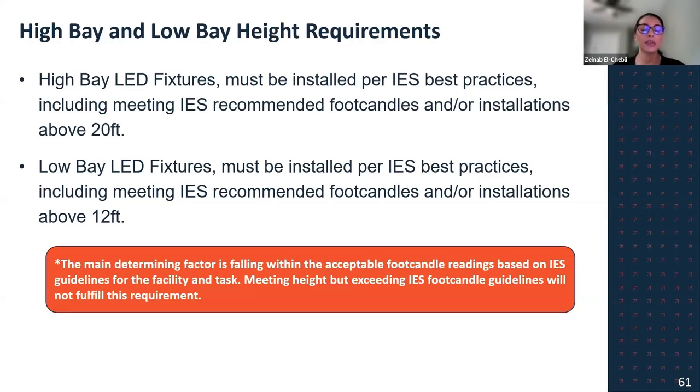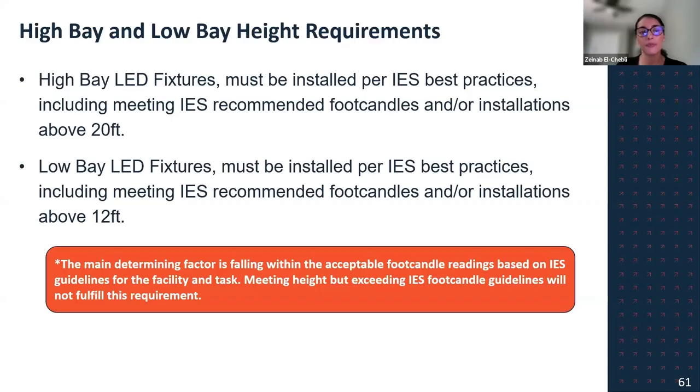If you cannot meet those requirements, we highly suggest you look for other lights to replace in those areas because we can say no to those incentives and it may not fall within the eligibility of the program. The same goes for low bays, which must meet the IES best practices and the IES recommendations for foot candles.